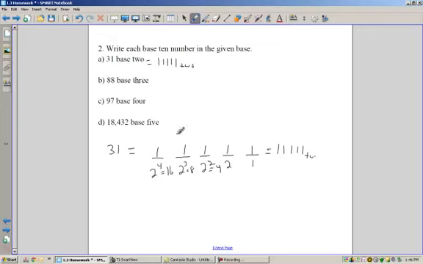The second one, 88 base 3, so let's take a look at it. So we have 88, and we want to write this base 3. Since it's base 3, we're going to use 1 cup, a 3 cup, a 3 squared cup, which is 9, a 3 cubed cup, which is 27, and finally a 3 to the 4th cup, which is 81. And a 3 to the 5th cup will be too large, so we won't need it.